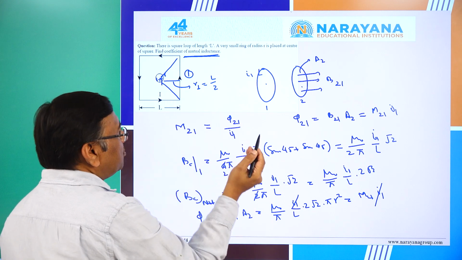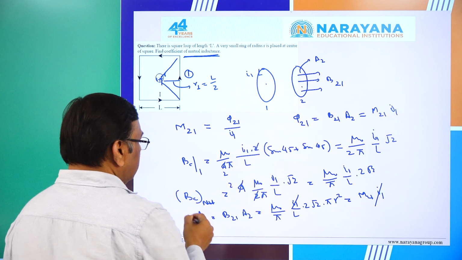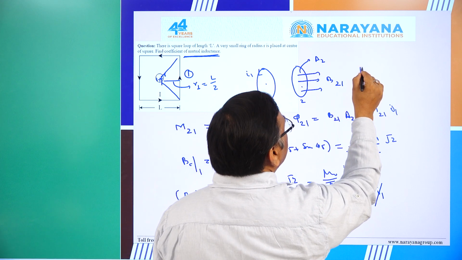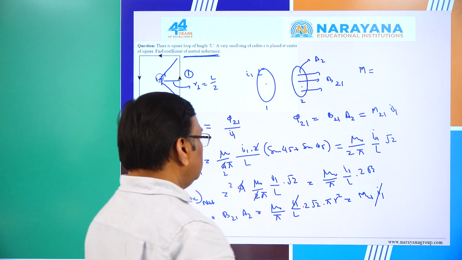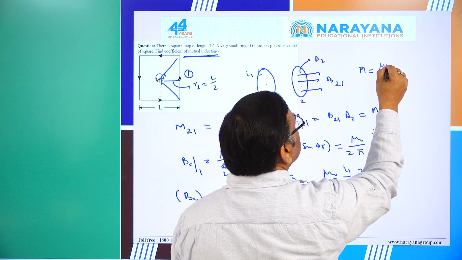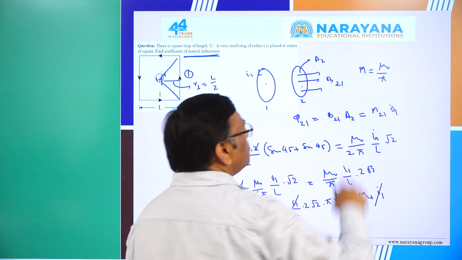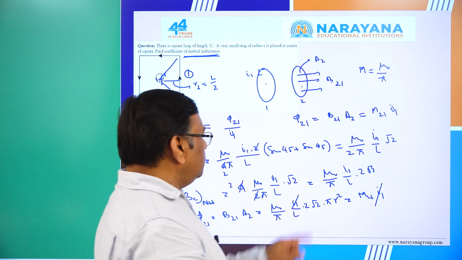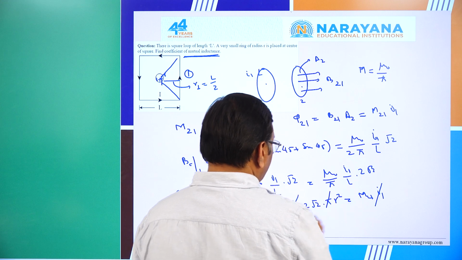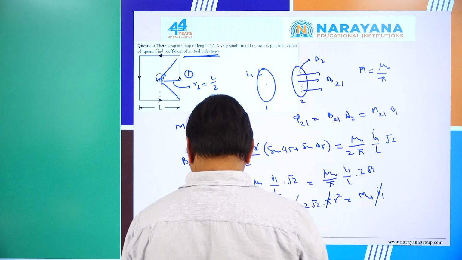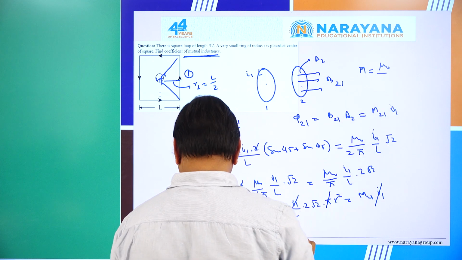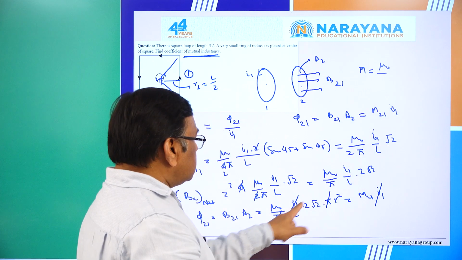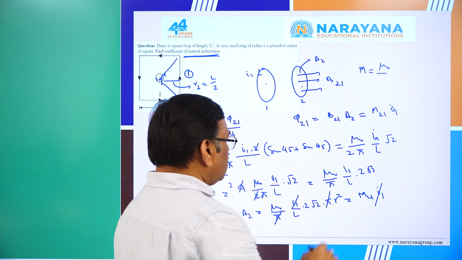Anyway, in this question no option is given. So I hope you can understand what my mutual inductance is. I write my answer here. M is going to be mu 0 upon pi into 2 root 2 pi r square. Pi, if you want, you can cancel out. So we can cancel out this pi here. So pi we can get rid of. Okay, so this is cancelling.